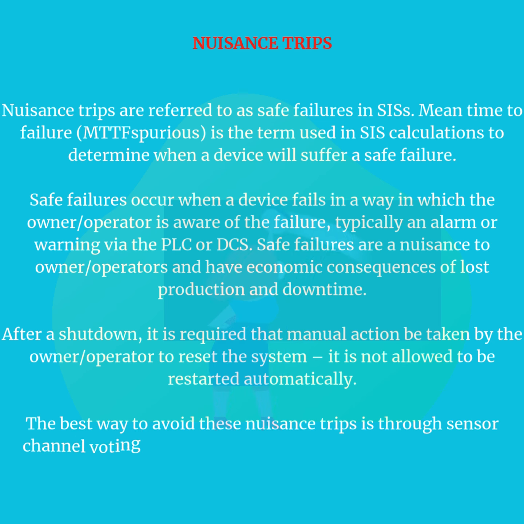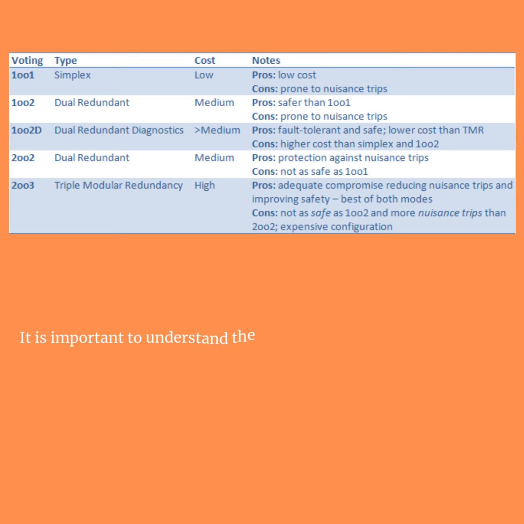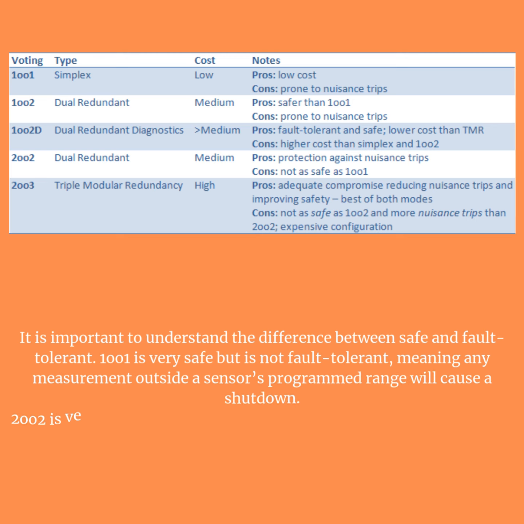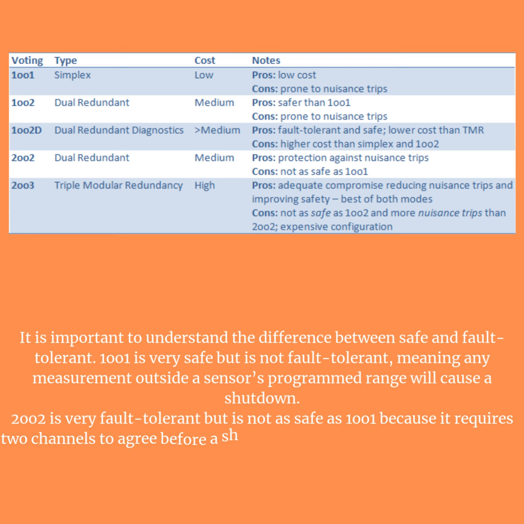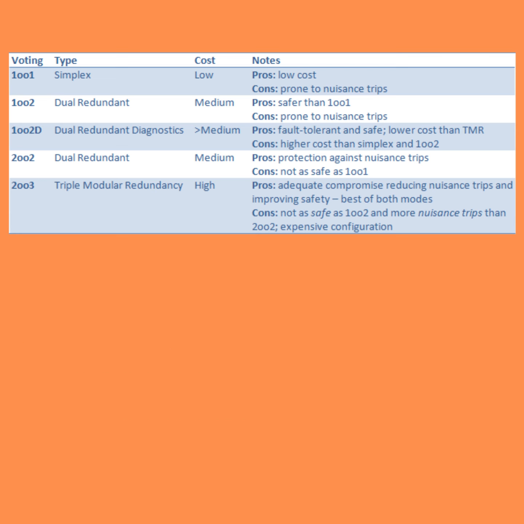The best way to avoid these nuisance trips is through sensor channel voting in a PLC or DCS. Voting logic compares device channels and determines the action required. It's important to understand the difference between safe and fault-tolerant. 1oo1 is very safe but is not fault-tolerant, meaning any measurement outside a sensor's programmed range will cause a shutdown. 2oo2 is very fault-tolerant but is not as safe as 1oo1 because it requires two channels to agree before a shutdown occurs. 2oo3 is a suitable trade-off of both dual modes. 1oo2D is the preferred configuration to reduce nuisance trips and improve safety.